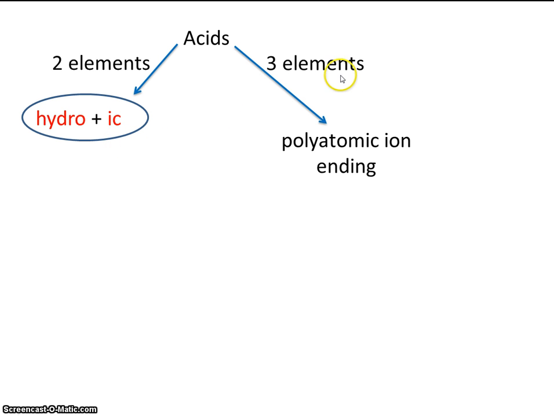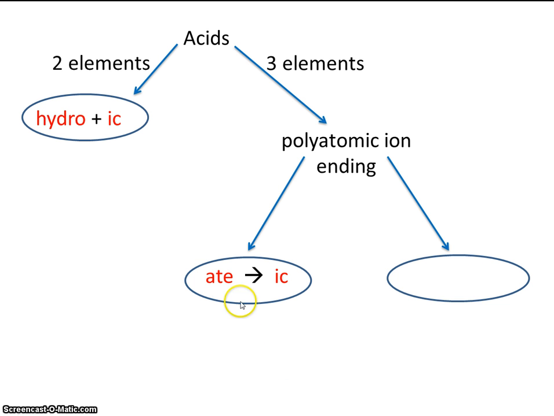For acids that have 3 elements, we'll be dealing with a polyatomic ion. We're going to have to look at the ending of the polyatomic ion. If the polyatomic ion has an ending of ate, we're going to change that to a suffix of ic. If the polyatomic ion has an ending of ite, we'll change that to a suffix of us. So ate goes to ic, and ite goes to us.